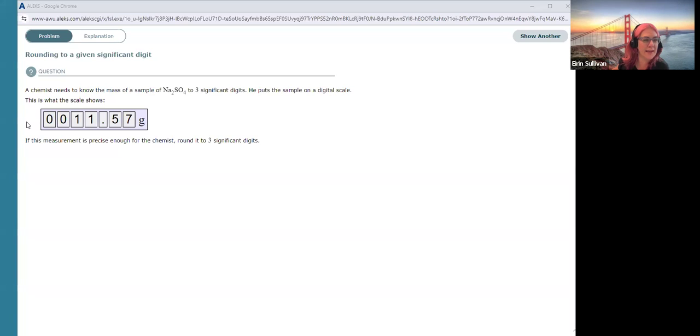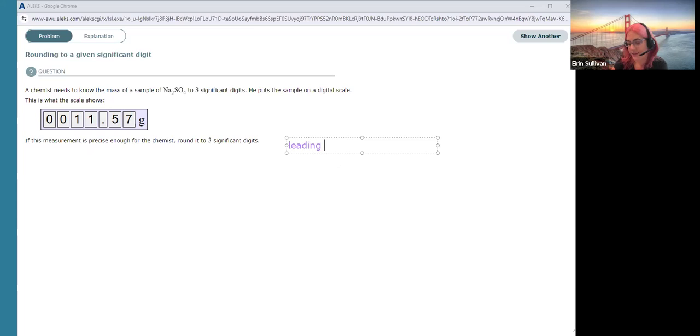It's rounding to a given significant digit. The key with this is always in the zeros. We're all quite happy that an integer number, if it's shown, is going to be a significant digit when we take a lab measurement or whatever. What confuses people is leading zeros, captive zeros, and trailing zeros, okay?